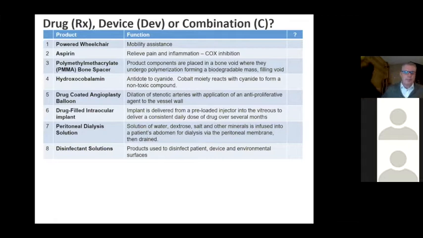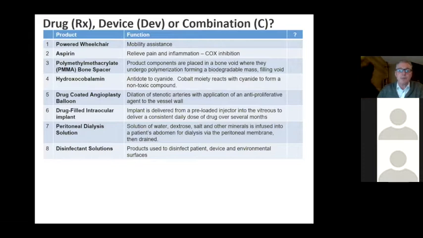Well, normally this is an audience interaction opportunity, but I'm going to go through it rather quickly so that you can get a sense as to how things can be complex in determining whether something's a drug, a device, or a combination product. So what we're looking at here is a product, its function, and we're going to decide whether it's a drug, a device, or a combination product.